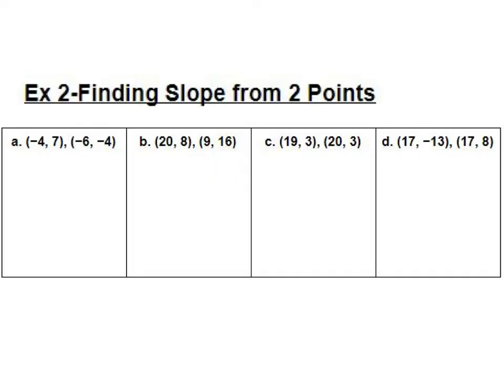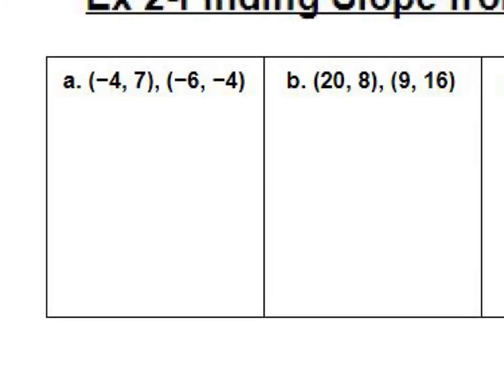When we look at example 2, finding slope from 2 points, this is where we need to make sure that we are using that formula y2 minus y1 over x2 minus x1. So when we're working with example A, a lot of times I like to try to find good ways, if they're positive, to subtract these and avoid negatives. But the important part is it helps to say, let's call this x2, y2, x1, y1. But the order is going to be important.